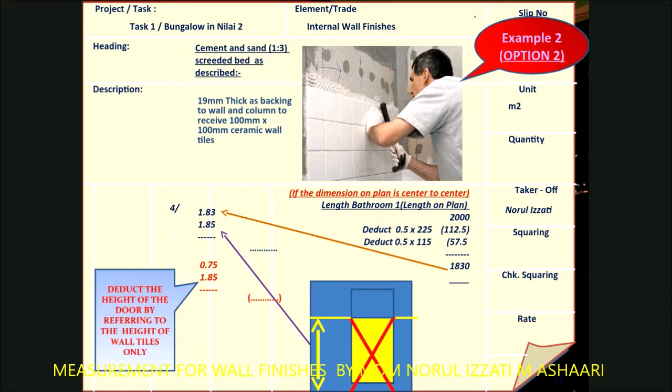If you look at it from the elevation view, this is how it looks, where the actual door size is until here. But when you need to measure the wall tiles and the screed, you only deduct this area for the door. Look at this.